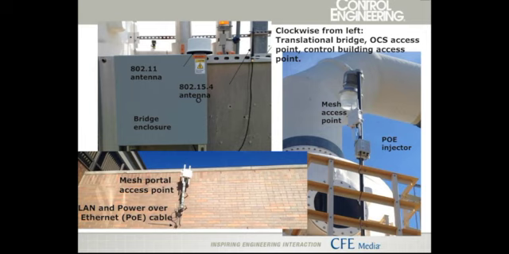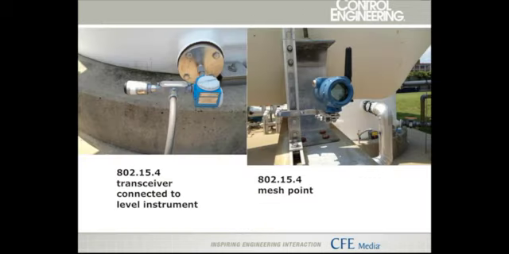Clockwise from the upper left, that gray box contains the 802.15.4 gateway and the 802.11 hotspot or access point. You can see the mesh access point and the PoE injector, the power over Ethernet injector, mounted on the light pole. The access point on the control room is shown at the lower left, with a single cable coming through the wall that both powers the access point and provides two-way data.